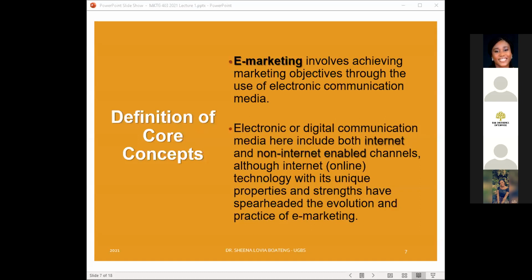So we will be speaking more about internet-enabled communication media in this lecture. Not to say that the non-internet-enabled ones are not important, but in terms of innovation and dexterity, the internet gives us more options as marketers and more room to flex our muscles and do more because of the nature of the technology. So I hope we all understand.